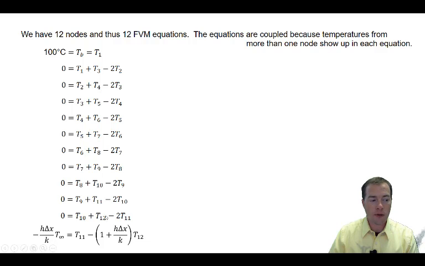At the 12th node, where we have the convection boundary condition, the temperature of the 12th node depends on the temperature of the 11th node. Here I have moved the known term with T infinity to the left-hand side. These 12 equations form a set of 12 coupled linear algebraic equations. Let's now look at how we can solve these equations simultaneously for all of the unknown temperatures, T2, T3, T4, all the way down to T12.